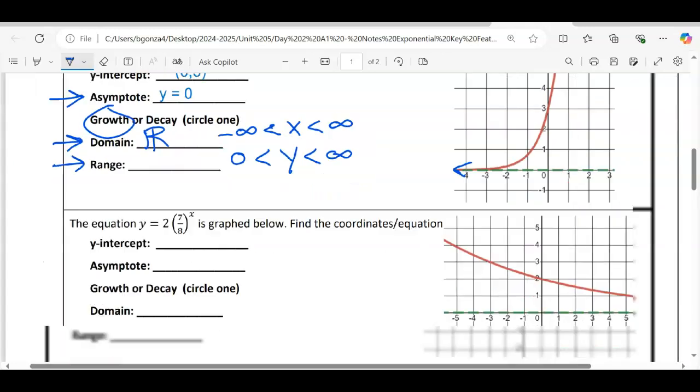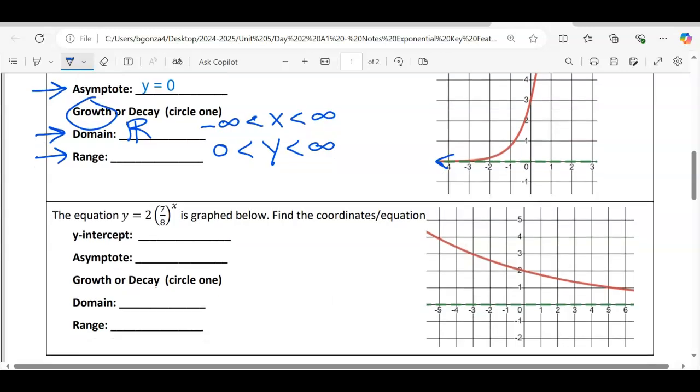Now, let's do another one. Looking at this equation, what's the y-intercept? Where does it cross the y-axis? Right here at 2, yes. Okay, so again, this is y, it hits right here at 2. So how do we write that? (0, 2), right?